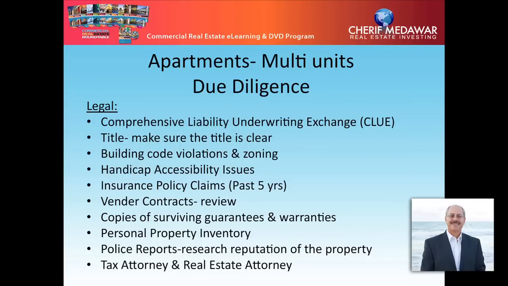So legally, title company, you can even have an attorney or a broker go through some basic stuff. There is something called a CLUE, which is the Comprehensive Loss Underwriting Exchange. So you can check with the insurance company, were there any problems in this building, shootings, fires, problems like this. And you can take over the insurance. You can talk to the same insurance to transfer it over to you. And look at any vendor contracts, any personal property inventory, any issues or any lawsuits or anything like this.